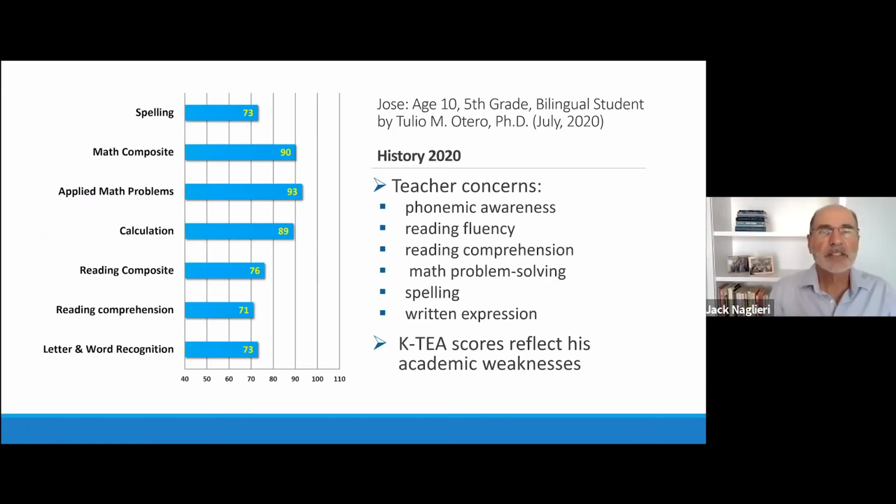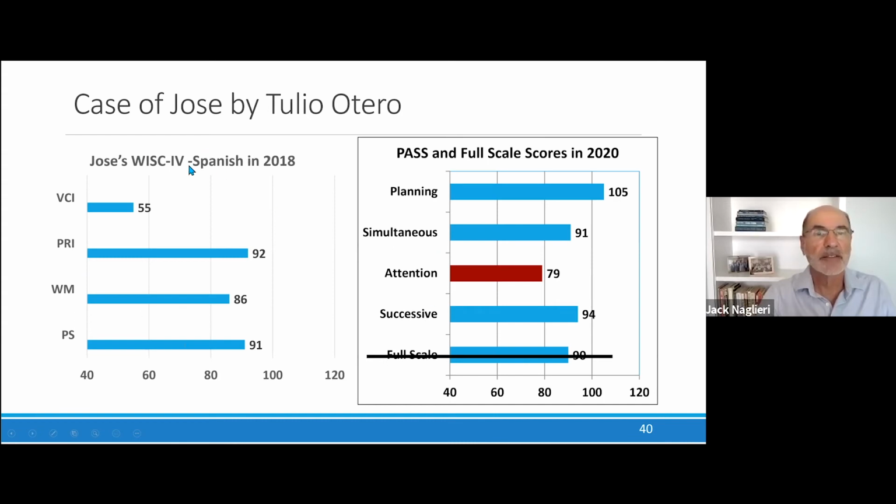So this is a case that Tullio showed very recently, of a young boy who has some strengths academically and some weaknesses academically, as you can see, and teacher concerns. On the WISC for Spanish, he's a bilingual student, and Tullio assessed him in Spanish. You can see the scores there. But look what happened on the CAS. 105 in planning, 91 in simultaneous, 94 in successive, 79 in attention, like Alejandro in a lot of ways.